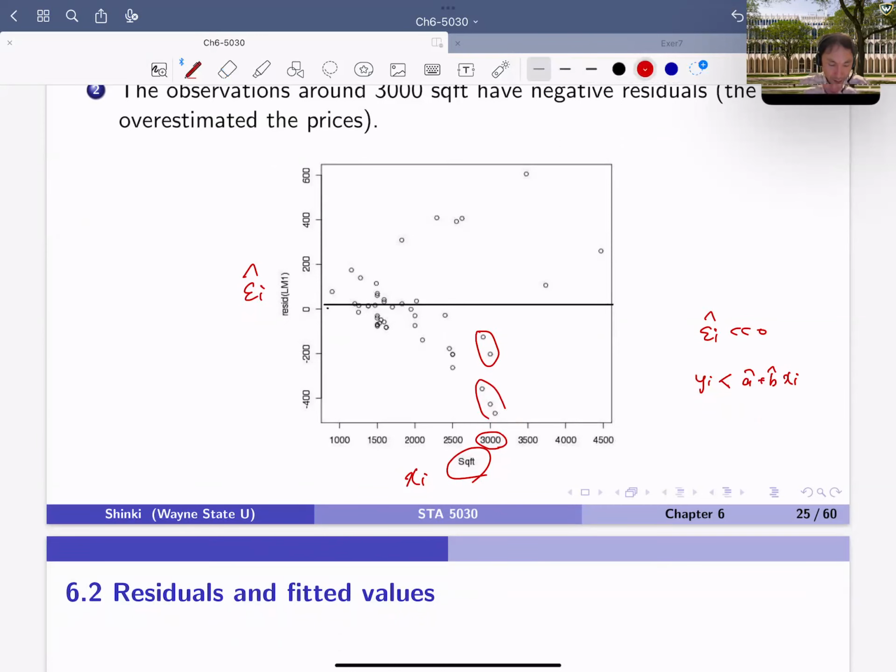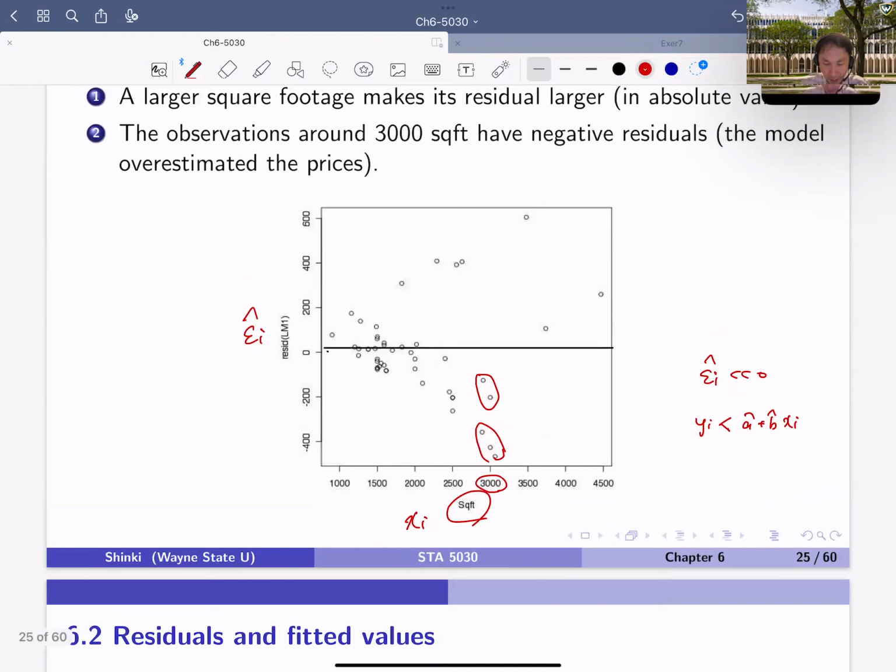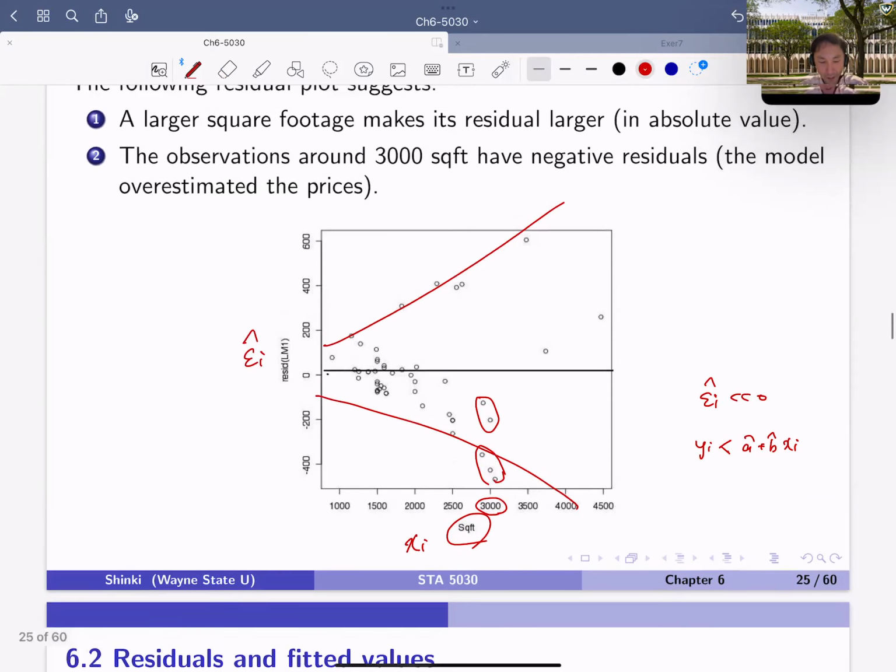So we have some problem here, but mostly, maybe also the variation, the size of variation gets larger if the square footage gets larger. So that is another problem. So large square footage makes its residual larger. So we have two problems, but we have several other possibilities for residual plots.